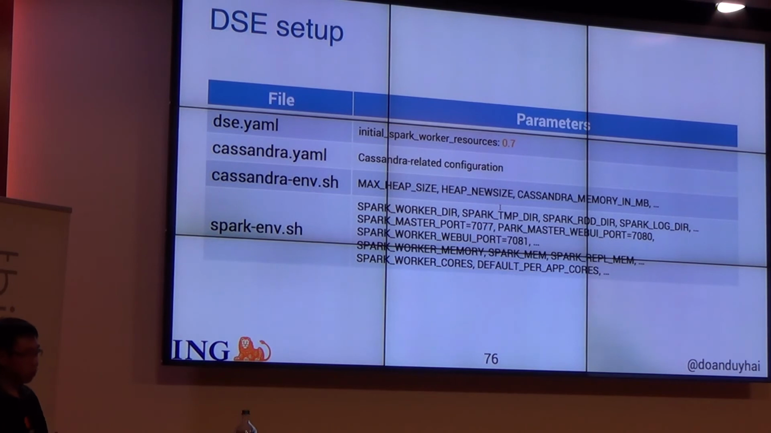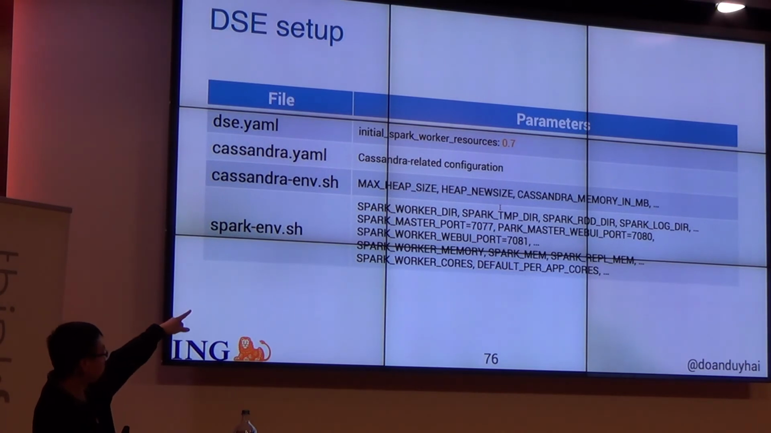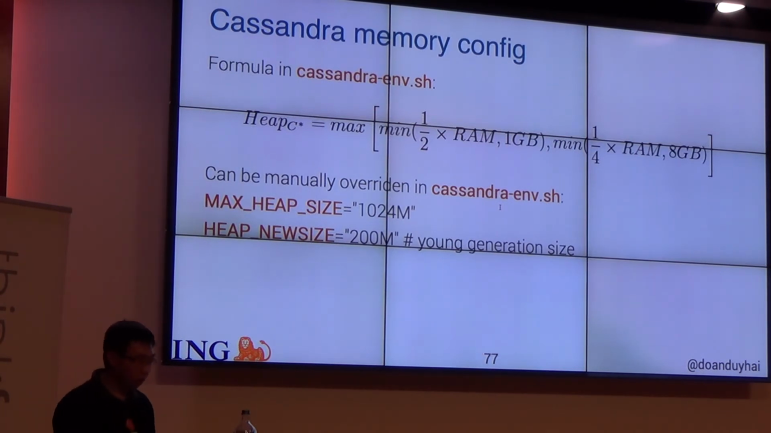So to set up, you have some configuration files. We introduce a spark.sh where you can configure all the Spark parameters. Oh, we have one formula for the sizing of the heap of Cassandra. So can you go back on?